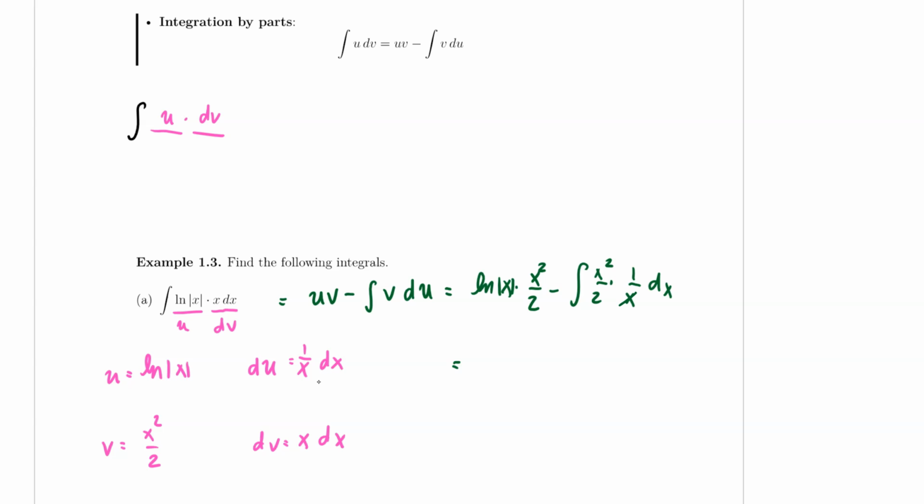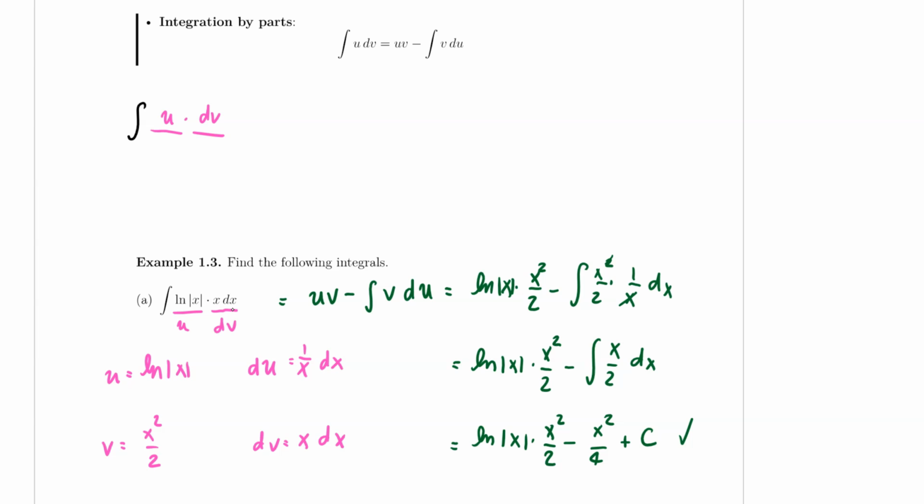Let's see, my x cancels out here. So I'm just left with log of absolute value of x times x squared over 2 minus the integral of x over 2 dx. Notice how now I can find the integral of x over 2 using just the usual formula. So that's log of absolute value of x times x squared over 2 minus x squared over 4, and then I add a constant. So this gives me the integral of this function here. That's my answer for part A.